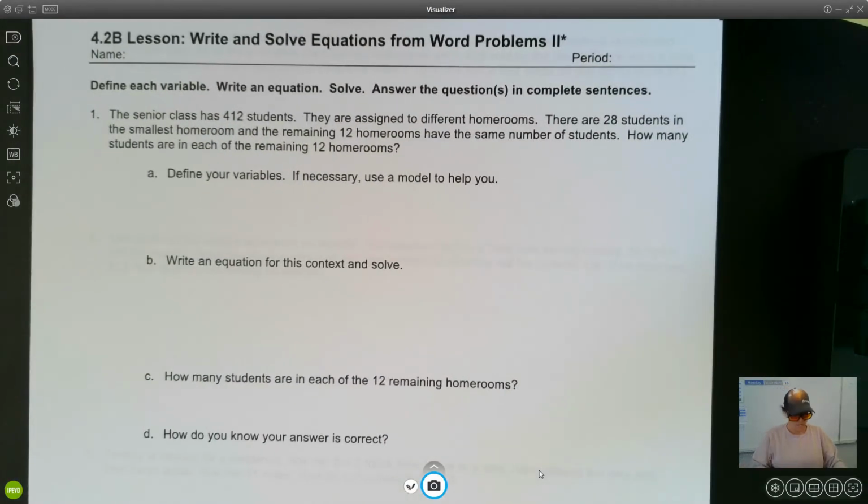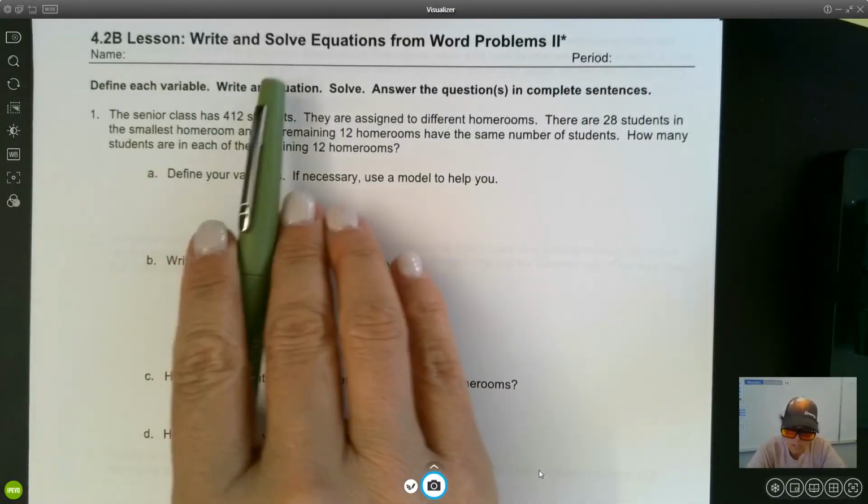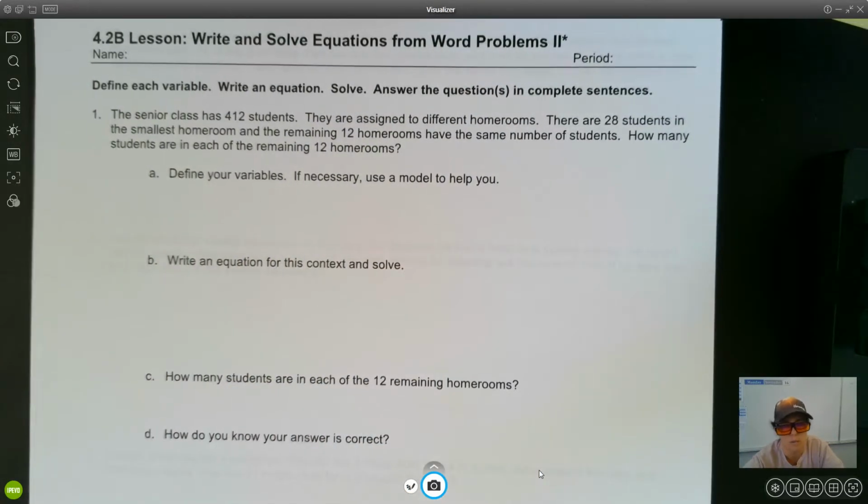Alrighty, so we are getting deeper into some word problems here. On 4.2a, you saw our variable was always defined as the missing number, find a number. But these get a little bit more interesting and have to do with more of a story problem. So we're going to define each variable, write an equation, solve, answer in a sentence, just like we did on the last lesson.